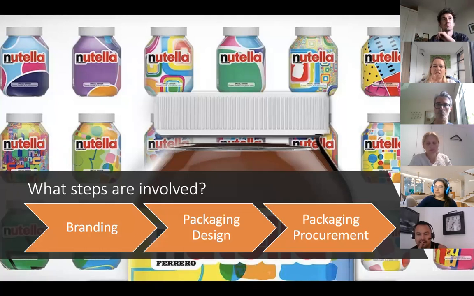And the design has to be put on what we call a die line, which is like a pattern for the graphics, and also be made to make sure that the product fits in the bag and doesn't explode out of the top of it or something, because that can happen, trust me. And then again, you have the packaging procurement. So that could come from overseas, or there's a lot of really good packaging manufacturers in Australia.